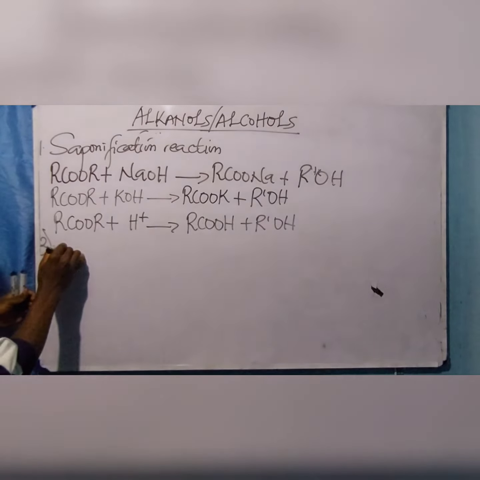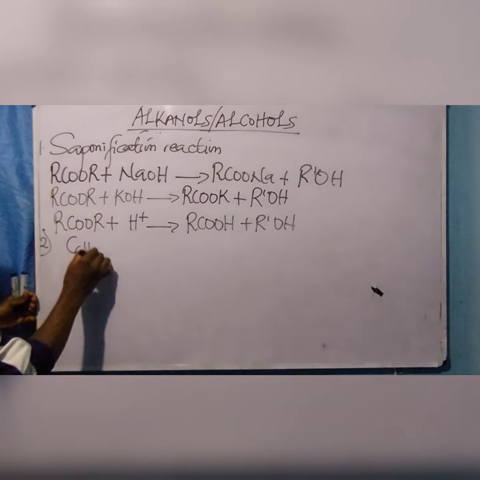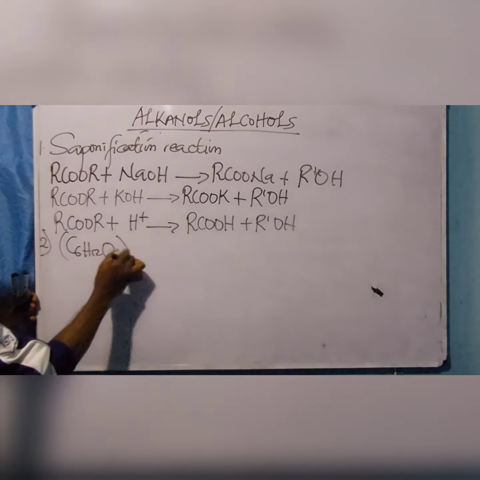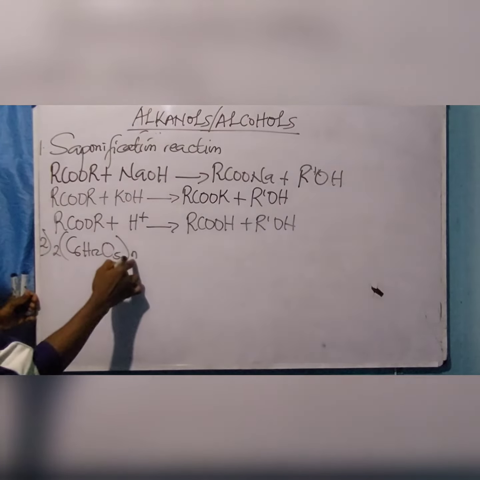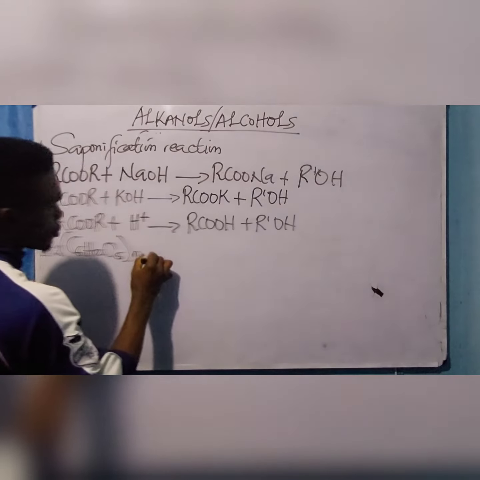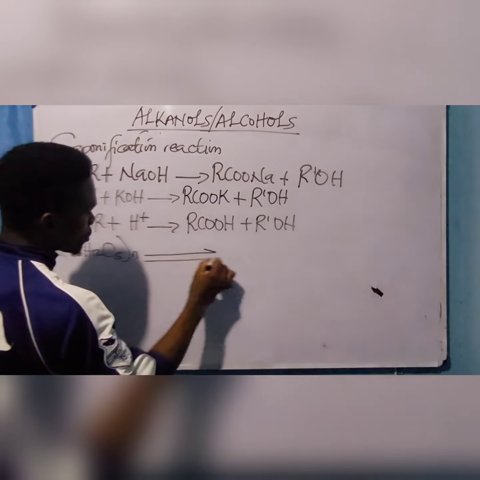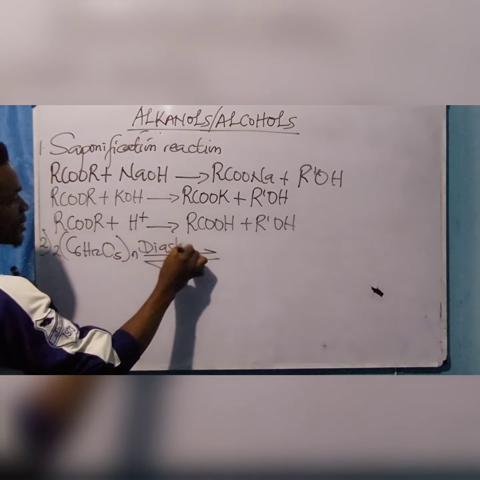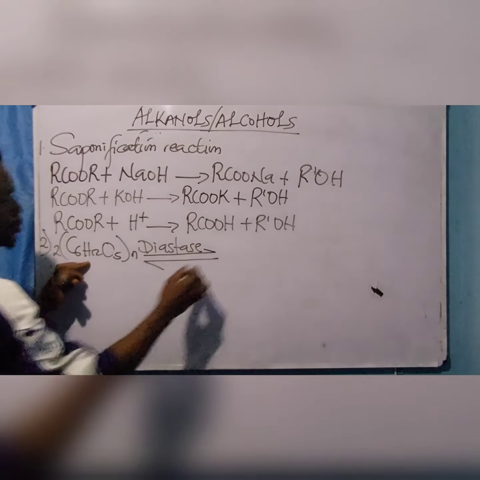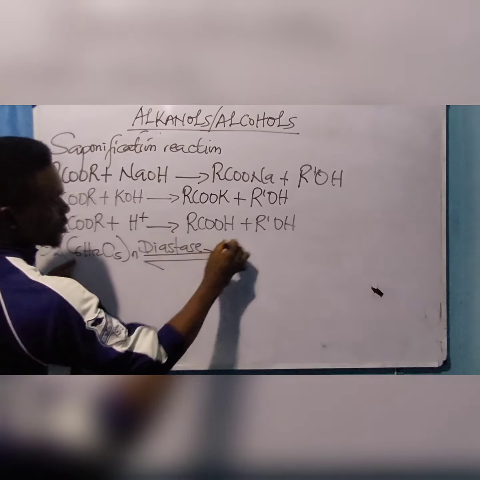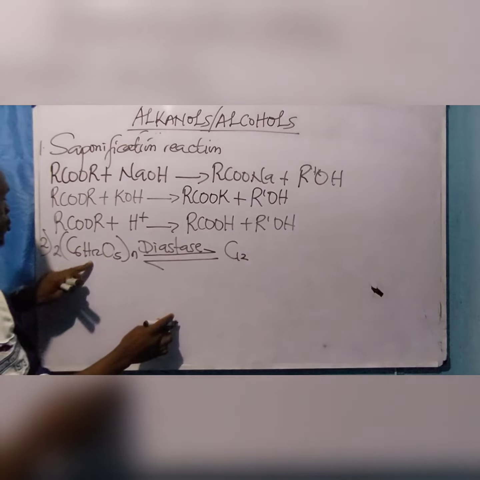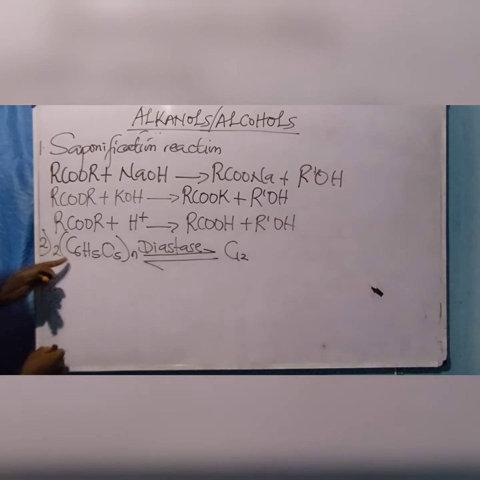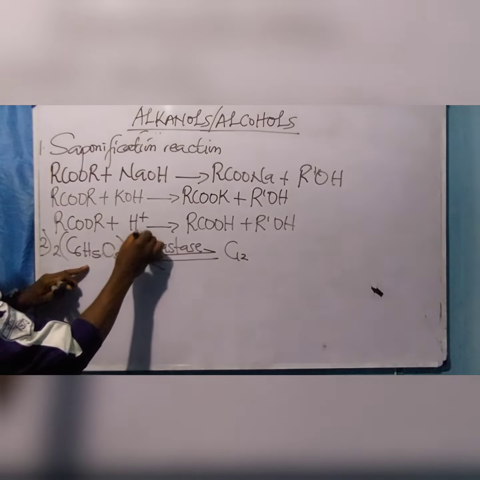Now the other method is through fermentation reaction. Look at it. I have C6H12O5, now I have n. This n connotes a large number of molecules. Now it is of course a reversible reaction. Now this is a diastase. It now produces 2 times 6. Water is added to this molecule.